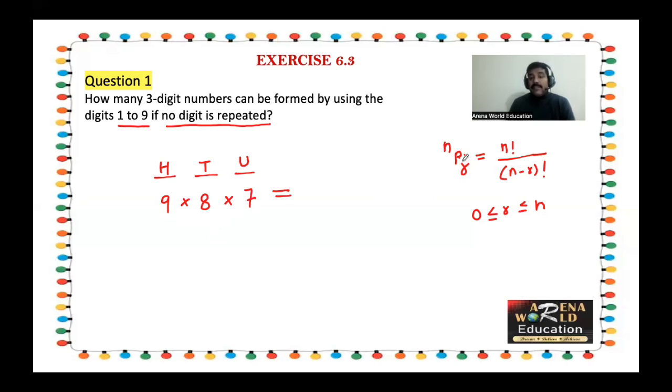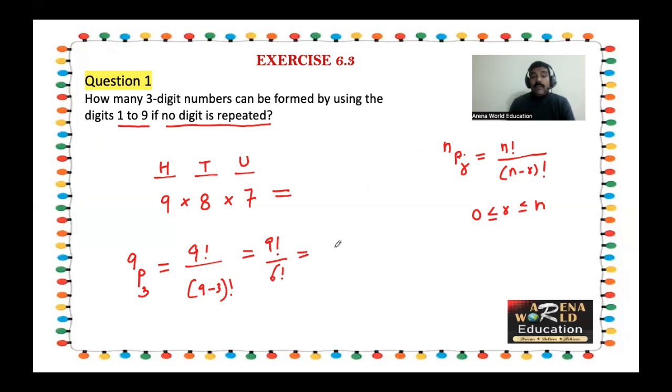And by using the formula, we have 9 digits and we want a three-digit number, so we will use three digits out of nine, and the digit is not repeated. So what will be the answer? 9P3. 9P3 means 9 factorial divided by (9 minus 3) factorial. So this will be 9 factorial divided by 6 factorial.